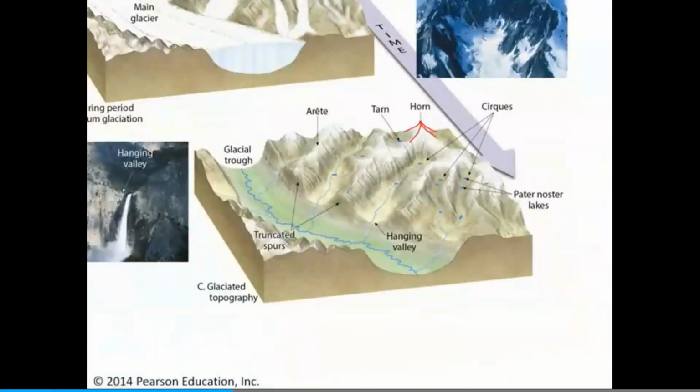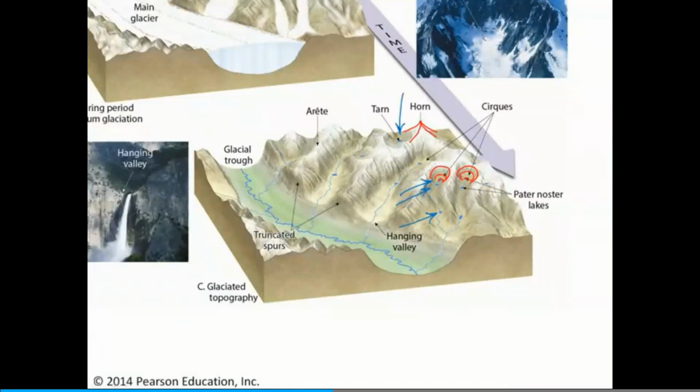Here's that pointy mountain with the faceted sides. That's called a horn. The sort of amphitheater-shaped features up at the top of these small valleys are referred to as cirques, because they kind of call to mind a circus or a circle. If you find a small lake in a cirque, you might call it a tarn. If one tarn flows into another, which flows into another, that whole string of lakes is referred to as a set of pater noster lakes.